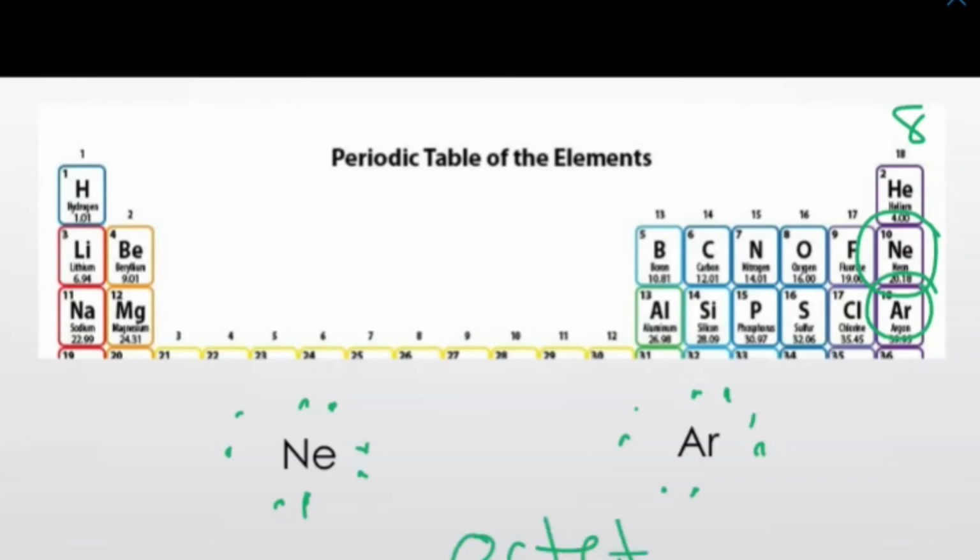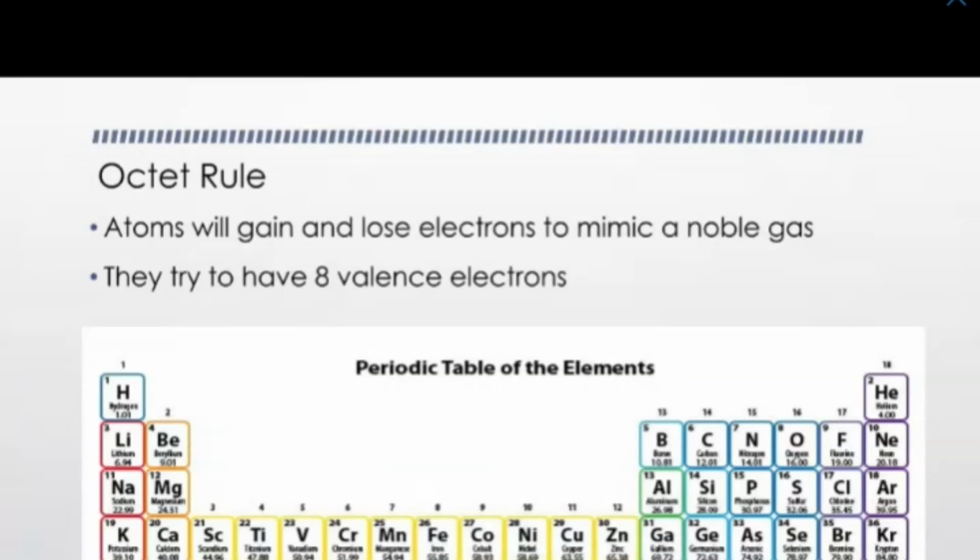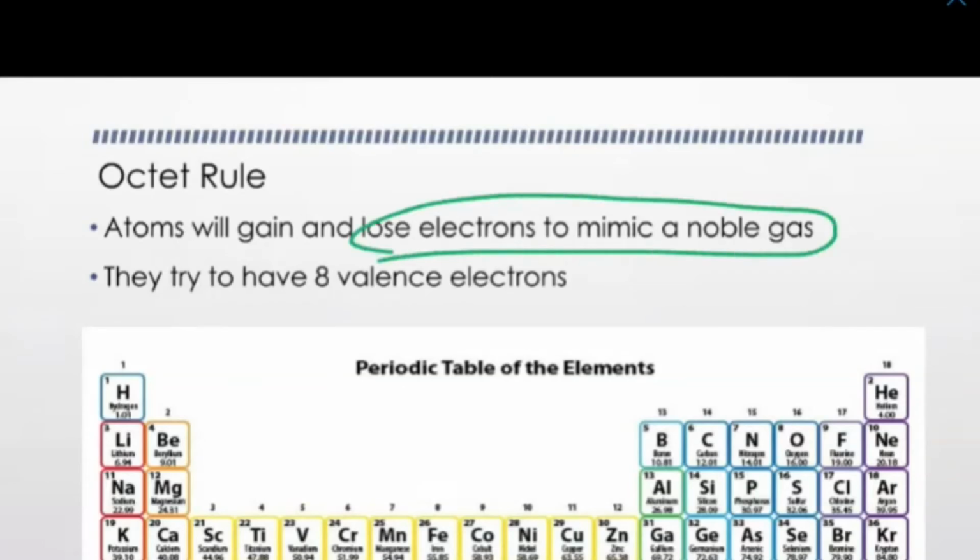Oct meaning 8. That means the s orbitals and the p orbitals are all full. Because you remember 1s2, 2s2, 2p6? Well, here's 2 and 6, and they can't put any more electrons in there. So it's actually really stable to have it completely full. So the octet rule is when atoms gain or lose electrons to mimic the noble gases. They want to be like those noble gases. So therefore, they're all going to try to get 8 electrons.